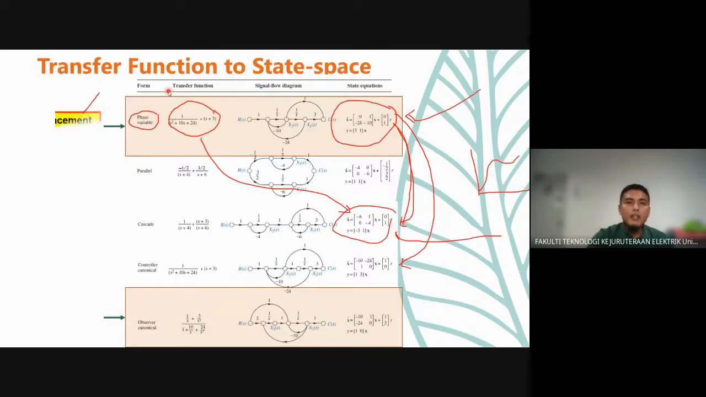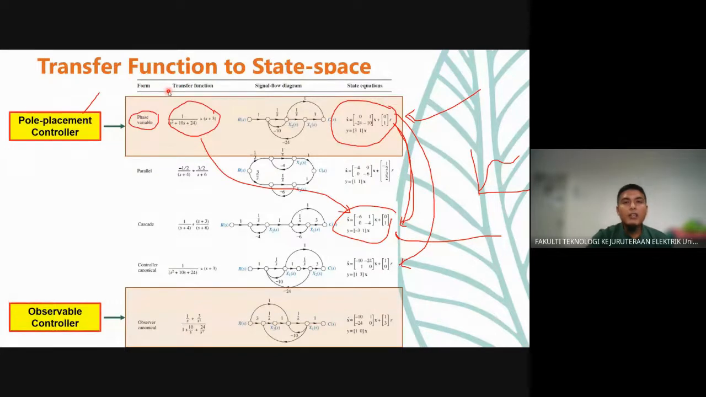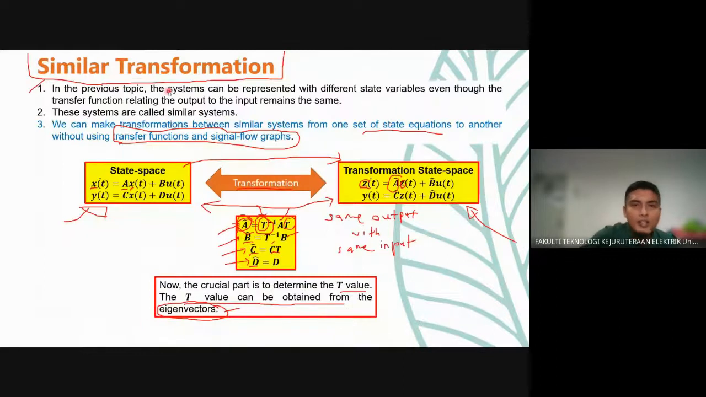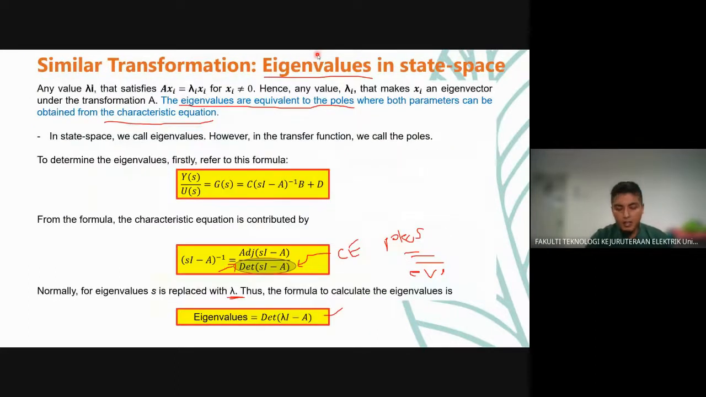And then after that, you also can convert from one form of the state space to a different form of the state space by using the similarity transformation method. So this is the objective that you learn today.